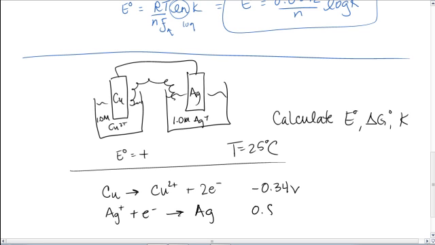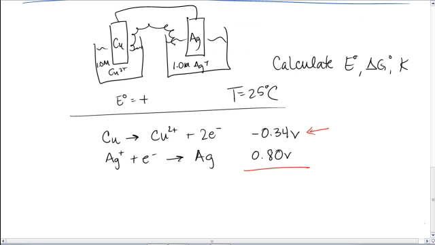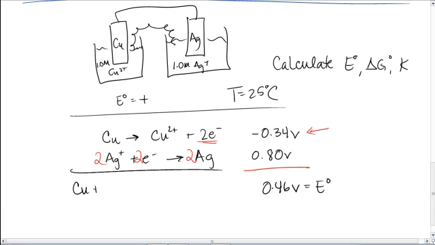When you look off the chart, it's 0.80 volts. I had to reverse the copper one, because if I would have reversed the silver one, my voltage would have been a negative number, and I need it to be positive in order for this battery to work. So I reversed this one compared to how it was written on the chart. I'm pretty sure your chart is in reduction. But to balance this out, since 2 electrons are lost, I need 2 electrons gained. But I do not multiply that voltage value. So what I do is I end up with 0.46 volts is my E naught value. And I can, of course, write the balanced equation that goes along with it. I didn't ask for it, but I'm just writing it for the sake of what's going on there.